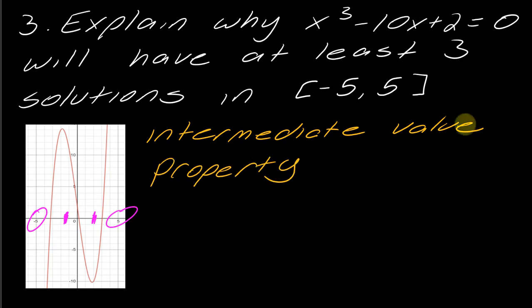And so that's really your solution, is to just explain that you know that this function goes from positive to negative in these little intervals. You can see it in the graph. And this function is continuous. So by the intermediate value property, we know that there have to be at least 3 solutions. There's 1, 2, 3. So that is the kind of answer that you would want to give.